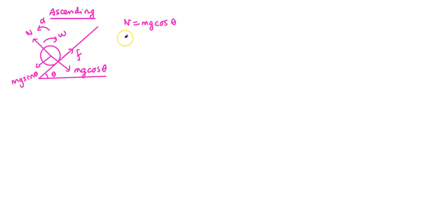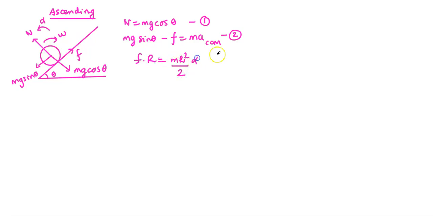So N equals mg cos theta. mg sin theta minus f must be m times the acceleration of the center of mass, and the torque about the center of mass must be the moment of inertia about the center of mass times alpha. So f times r is mr squared by 2 times alpha, and finally the acceleration of the center of mass is r alpha, which is the constraint for pure rolling, right?